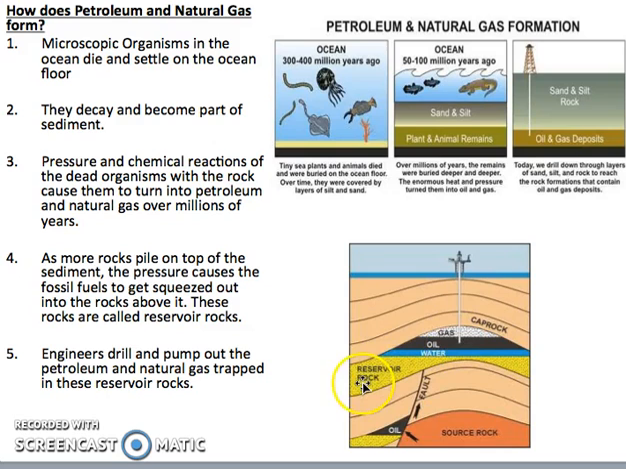Reservoir rocks have tiny little holes like sponges that keep the oil and gas there. And we squeeze it out by drilling holes down into this reservoir rock and extracting it.